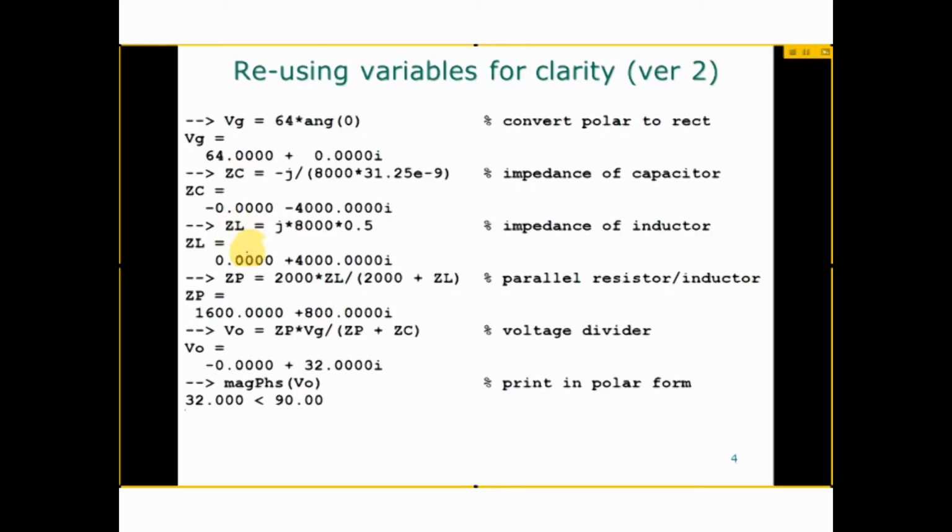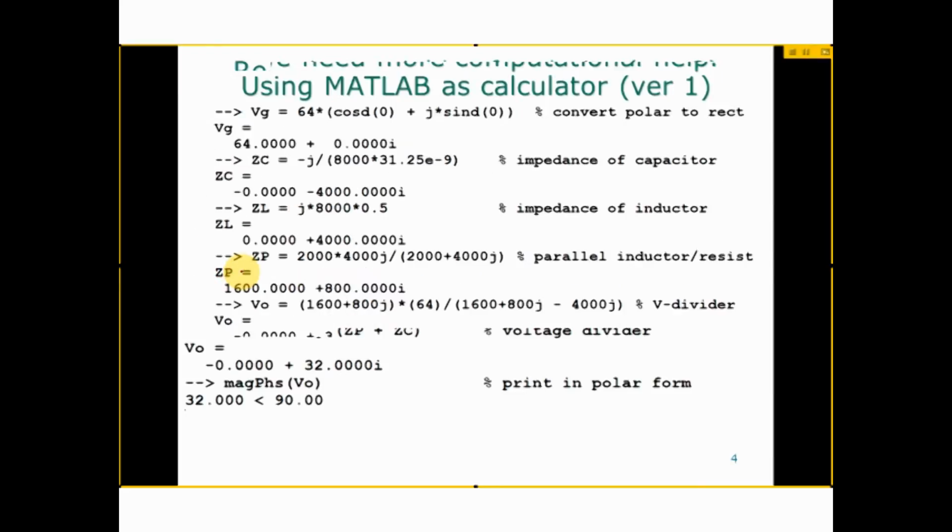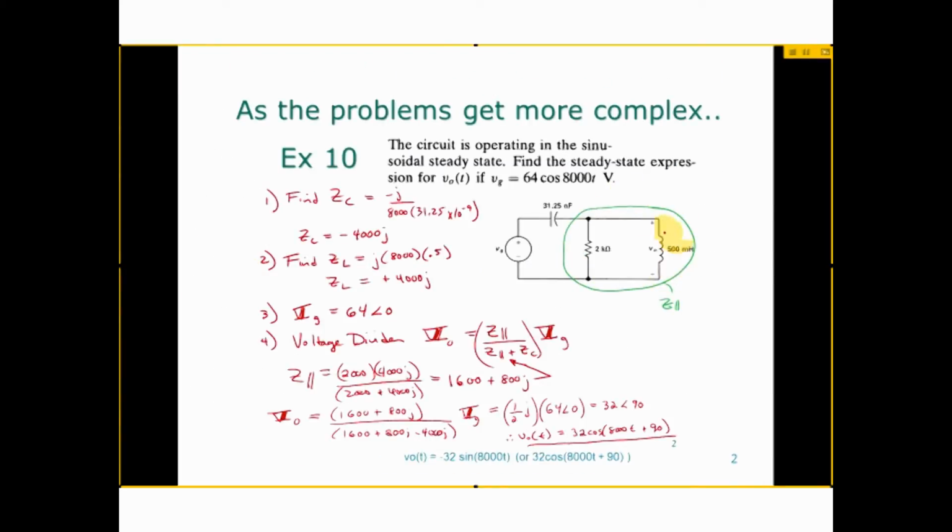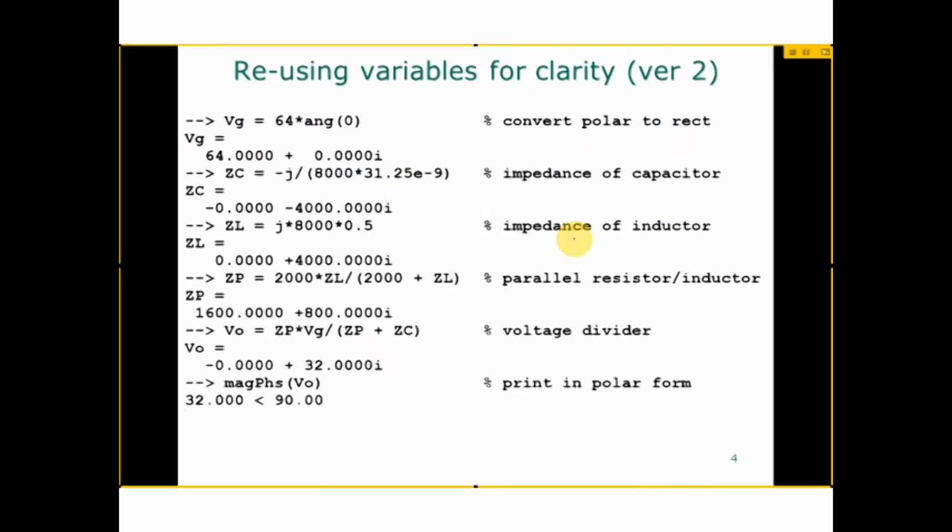So if you define ZC here and ZL here, you can actually define Z parallel, and you can just use these variables in subsequent computations. The parallel combination here is just ZL in parallel with the 2K ohm resistor. So you can make a new variable, ZP is 2000 times ZL over 2000 plus ZL, and it handles all that complex math for you. You don't have to worry about all the j's, it's all built in because ZL has a j in it. The answer for ZP comes out automatically in complex form.